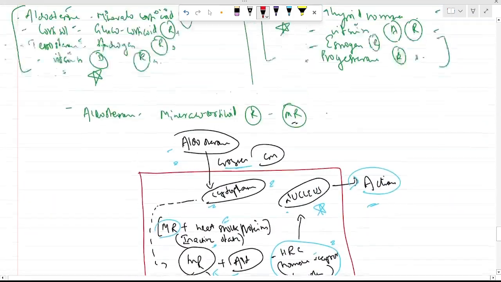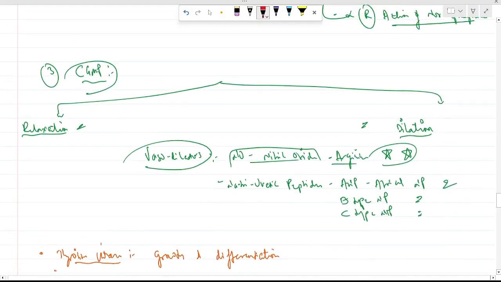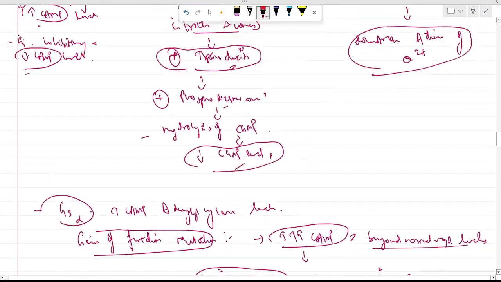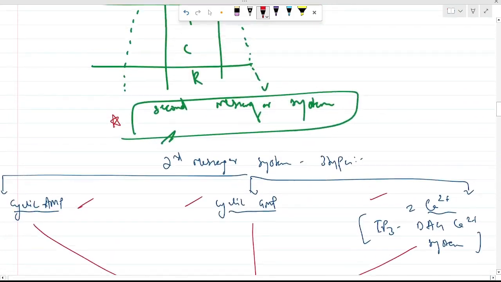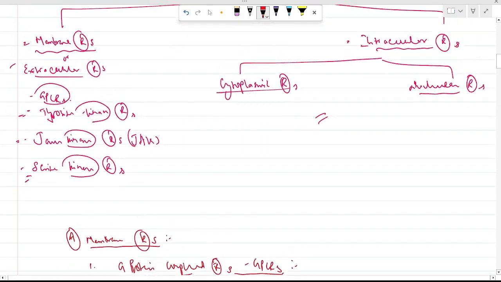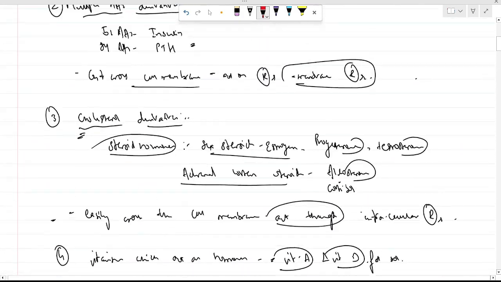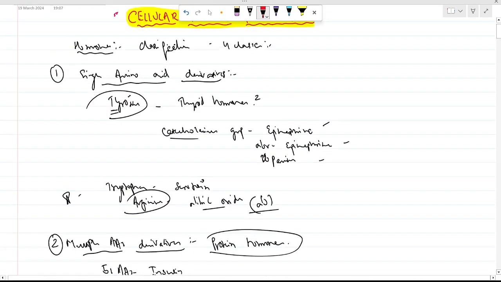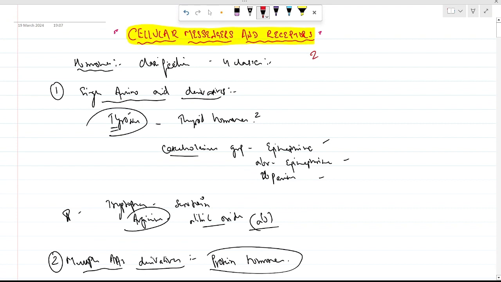So this is all about the cellular messengers and receptors. Cellular messengers are the hormones. We have seen the four types of classification of hormones. Then we have seen the classification of receptors, the G protein coupled receptors, the extracellular and the intracellular receptors, the cytoplasmic and the nuclear receptors, the hormones acting through them. And we have seen down regulation of the receptors and receptors for neurotransmitters. So this is all about cellular messengers and receptors. Make sure to revise them, guys.